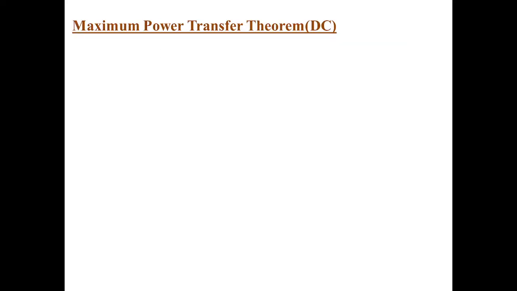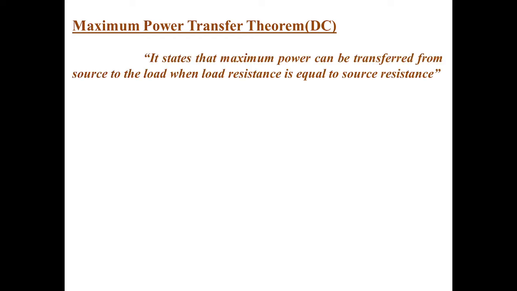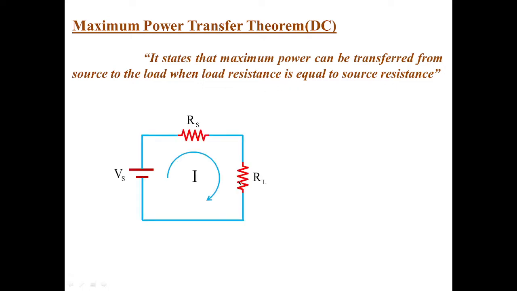As we have seen the basic definition of the maximum power transfer theorem for DC networks, it states that maximum power can be transferred from source to the load when load resistance is equal to the source resistance. For this, we have seen an example of Thevenin's equivalent circuit where you have source voltage, source resistance, and load resistance. So according to the statement, when load resistance is equal to the source resistance, then the maximum power will be transferred. And what will be the value of maximum power? The maximum power will be Vs square by 4RL. So this we have seen already in the previous class.